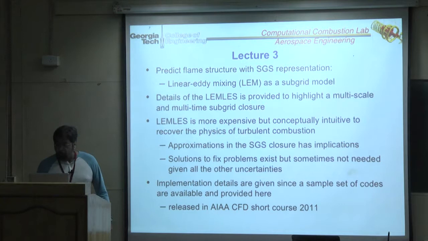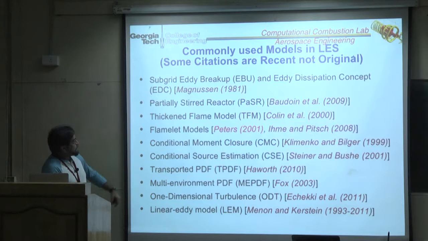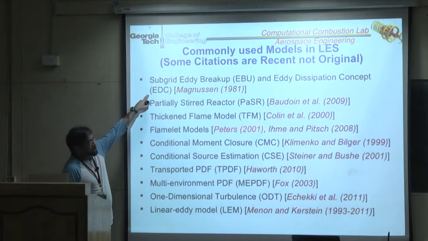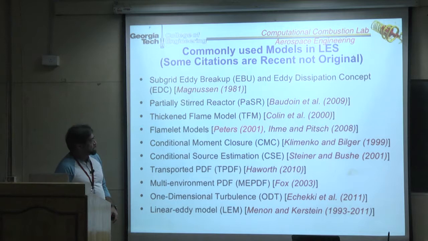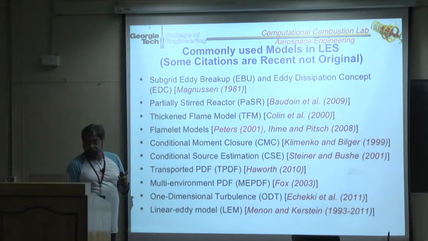Before I get there, I wanted to repeat that these are the classical models that are out there. There may be some more, but essentially they are variants of these. Things like eddy breakup, eddy dissipation, and partially stirred reactors are very simplistic models. Basically, you could call them one-equation models, but they use closure assumptions that are questionable when you're dealing with multi-step chemistry. Eddy breakup especially has problems with multi-step chemistry. If you're doing one-step global chemistry, it's okay. Partially stirred reactor can deal with multi-step chemistry, but it still needs flame wrinkling modeling. Thickened flame was originally designed for one-step chemistry, even though people have claimed to have used it for multi-step.